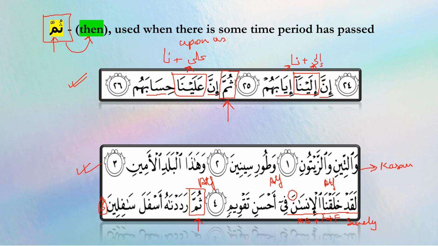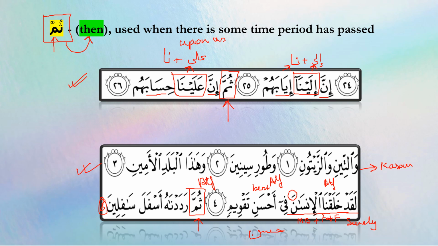Ahsan is the superlative degree, meaning the best form. It comes from the word hasan. Hasan means good. So this is the superlative degree of best. Like in English we have good, better, best, that's how in Arabic we also have good, better and best. So this is ahsan, the best form of human being.